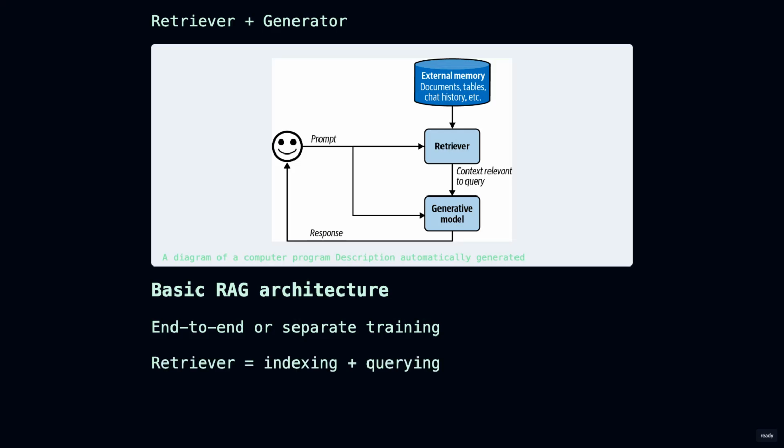The retriever is the part that makes RAG work well. It first indexes the data into a form that can be searched efficiently, and then it answers queries by returning the most relevant items.